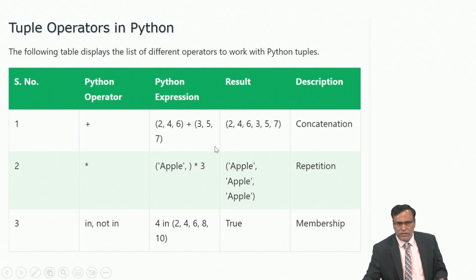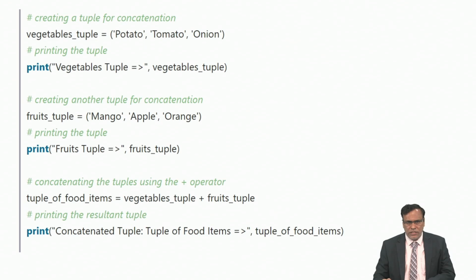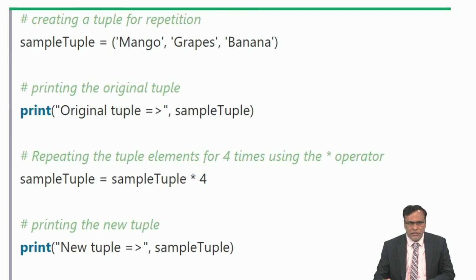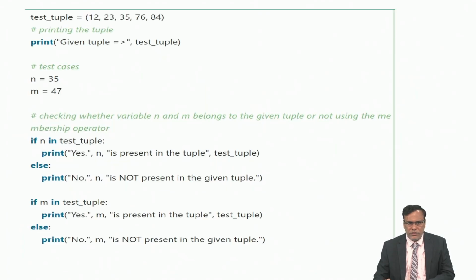See, this is how this operator works in Python. And then in, not in. So if an element is there in a tuple, then it is going to print. In the example you can see we are already creating a tuple. Creating, concatenation and repetition we have seen. Let me skip that part.